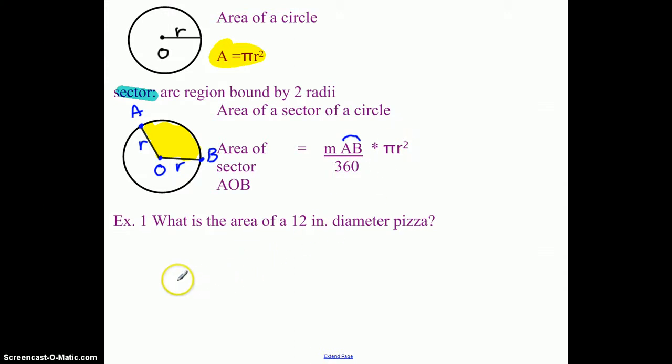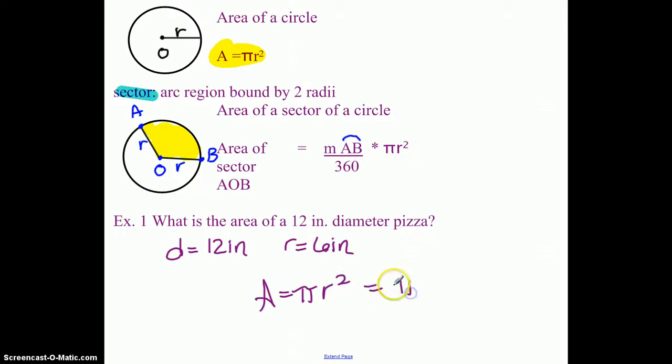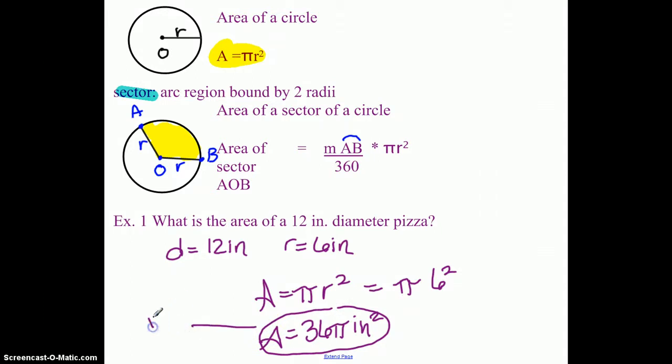So on this first problem, what's the area of a 12-inch diameter pizza? First of all, if diameter is 12 inches, that means radius has to be 6. So if I want to find area, area equals pi times r squared. So pi times 6 squared. If I want it in terms of pi, 6 squared would just be 36. So 36 pi inches squared. This would be your answer if you wanted it in terms of pi.